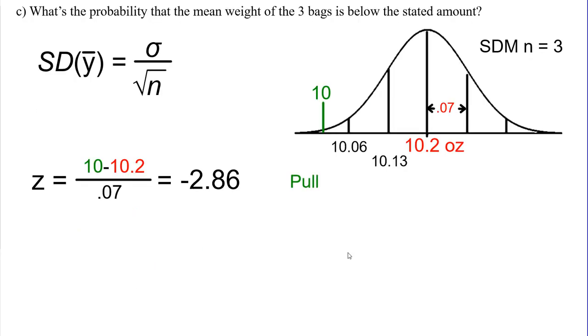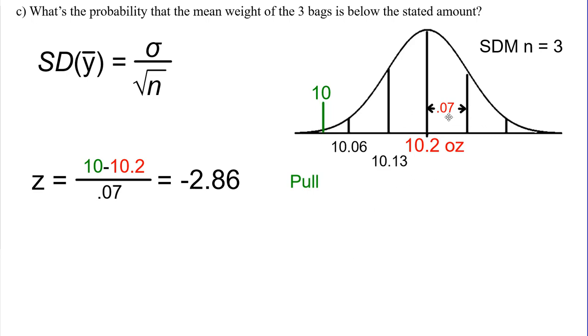All right, C. What's the probability that the mean weight of the 3 bags is below the stated amount? So not that any one of those bags is below the stated amount, which would be a 5% or 4.8, which is what we said. But what's the probability that the average of the 3 bags is less than the stated amount? Which would mean that 2 of them would have to be underweight, or 1 of them would have to be way underweight in order to skew that mean to be below 10, because the actual average is here. So the probability of that's going to be pretty rare.